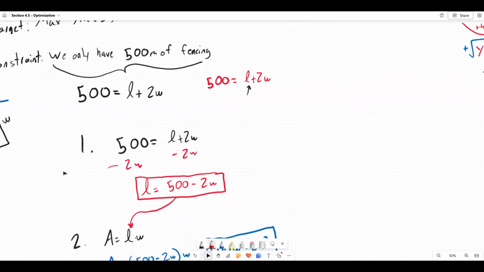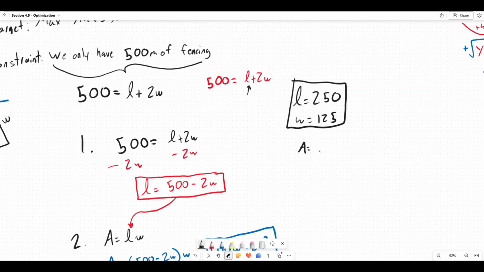Well, we got L is 250, and W is 125. Now, that is the dimensions. But what is A? Well, A is L times W, which is 250 times 125. Now, I must confess, this one I'm not so confident to do in my head. But my calculator told me 31,250 square meters, which sounds like quite a few meters. So I'm willing to believe it.